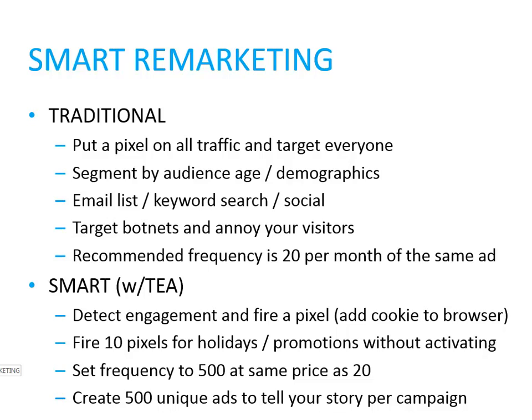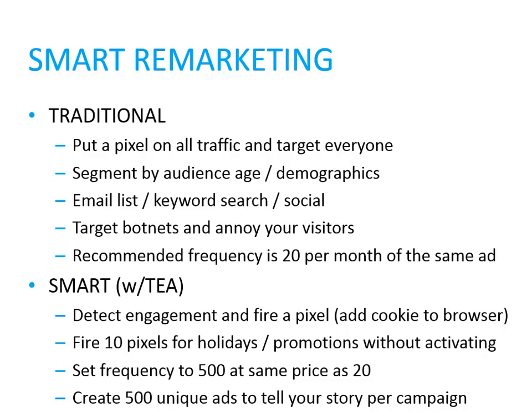Here's the difference between traditional remarketing and smart remarketing. The traditional remarketing, which is what you'll probably find when you go to any agency, they're going to say, well, let's take a piece of JavaScript with a pixel and we'll put it on your website and we're going to just target everybody, all the traffic, absolutely everybody. If you want, we can maybe segment by age, so we can say female, male, or a certain age. And there's other ways of doing it where if you give us your email list, we can maybe match them up by their email. We can match them up by keyword search. We can match them on social.